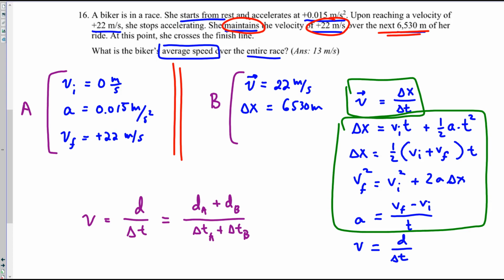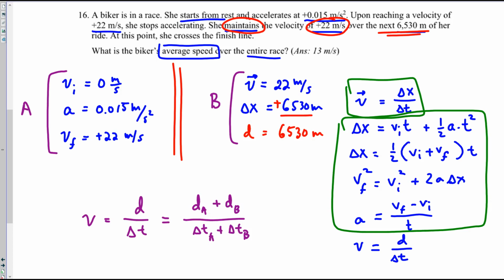So now we ask, which distances do we know? Do we know the distance from A? Doesn't look like it. That was not given. So we will need to calculate that first. Do we know the distance traveled in B? Yes. If the displacement is positive 6,530, then that means the distance is the exact same value. Just take out the sign. Okay?